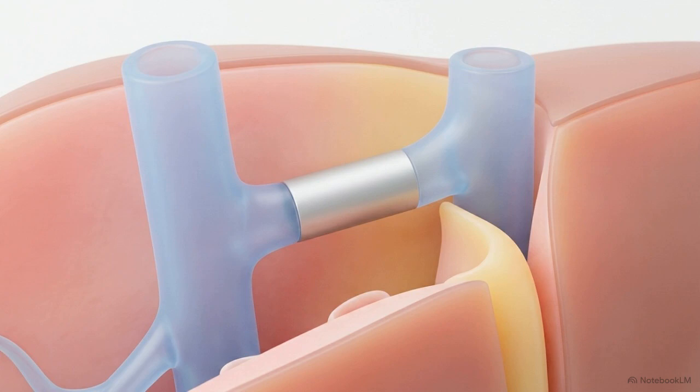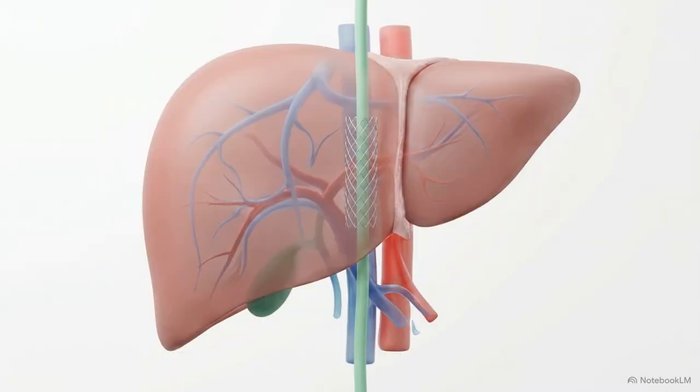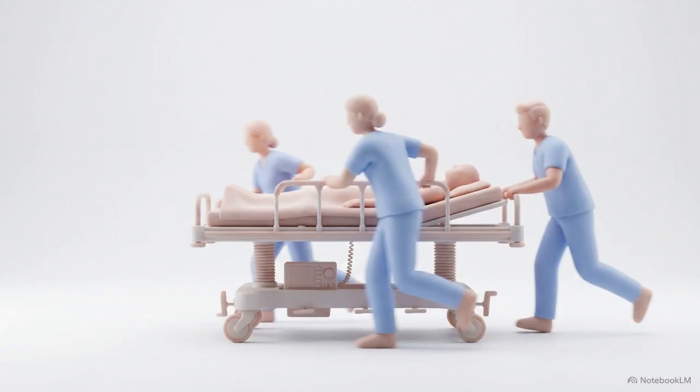TIPS forces a brutal physiological trade-off. By connecting the portal vein directly to the hepatic vein, it successfully decompresses the system. But because it is a non-selective shunt, it diverts gut-derived toxins directly into the systemic circulation, severely predisposing the patient to hepatic encephalopathy. Managing variceal bleeding is a rigidly sequential escalation. The clinician must accept increasingly dangerous systemic side effects to prevent immediate exsanguination.